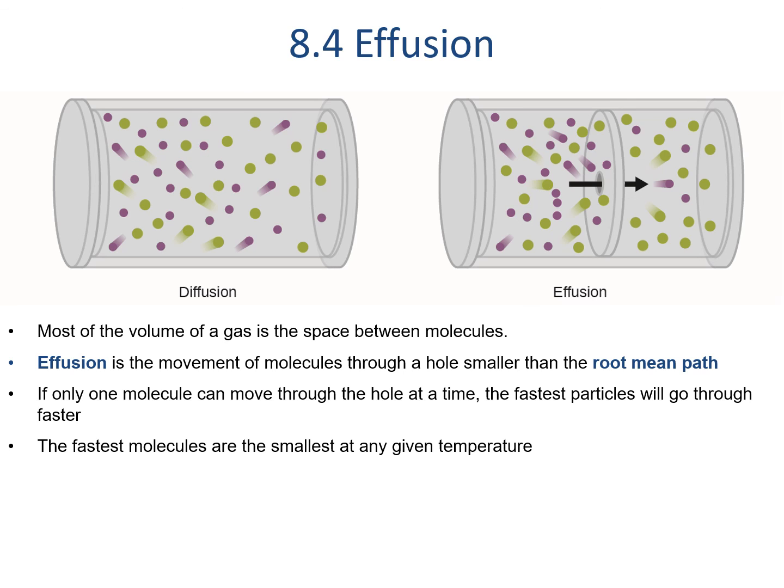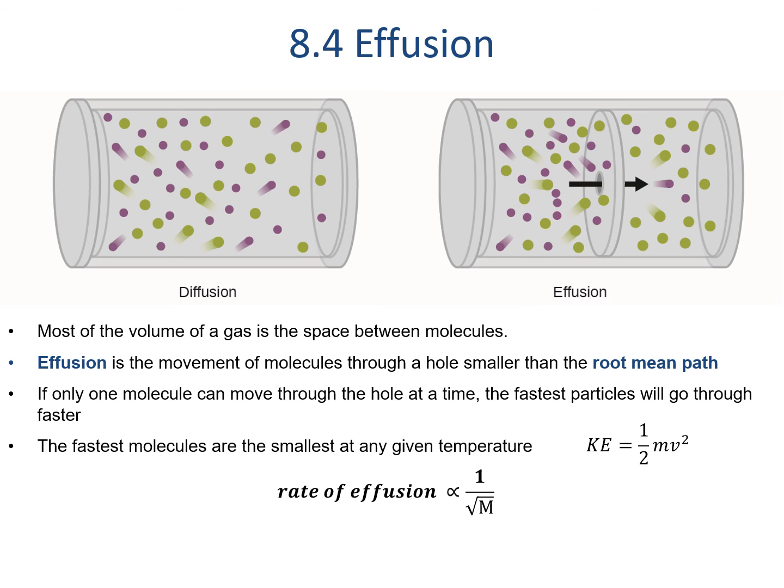The fastest molecules are the smallest at any given temperature. This makes sense because temperature is a measure of the average kinetic energy of a system, and kinetic energy is a factor of mass, but also velocity squared, and they're inversely related. If the mass doubles, the velocity squared needs to be halved to have the same kinetic energy. So large molecules end up being much slower.